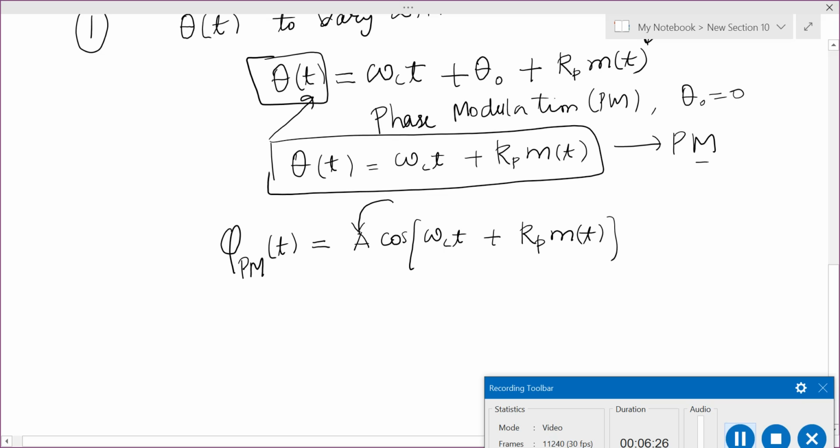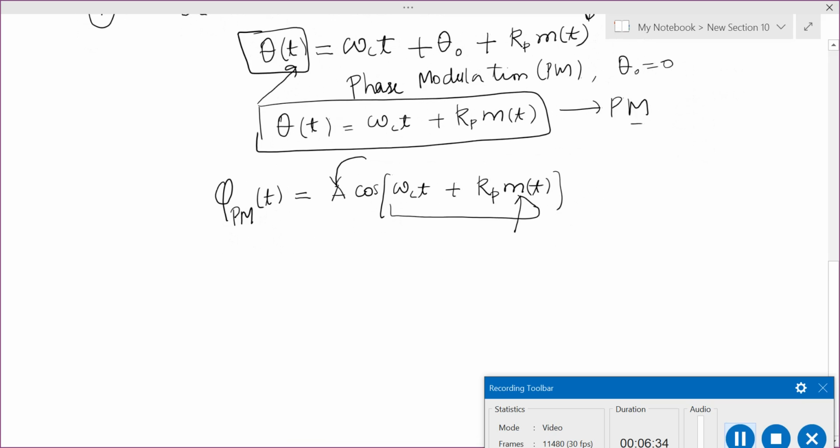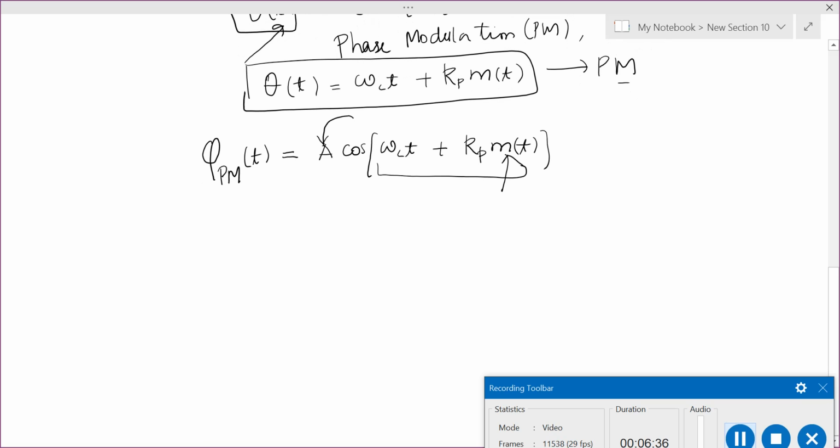Here the amplitude A remains constant, we don't vary A, rather the information about the message is hidden in the phase. Okay, how the phase varies. So this is the case of phase modulation.